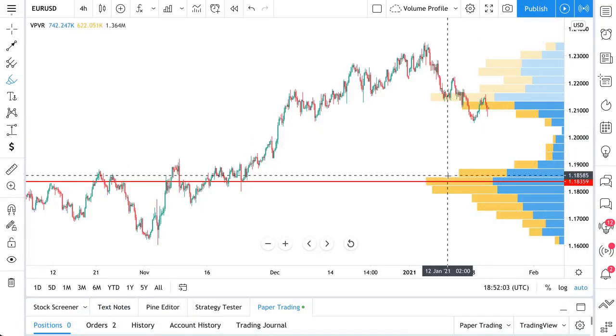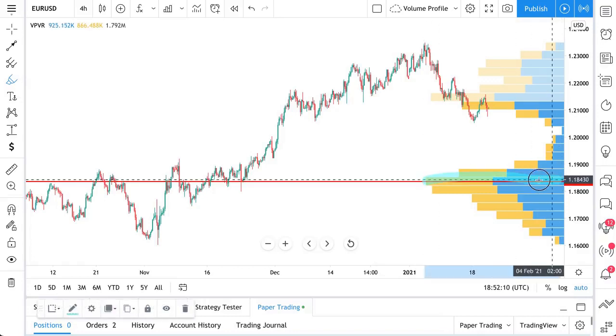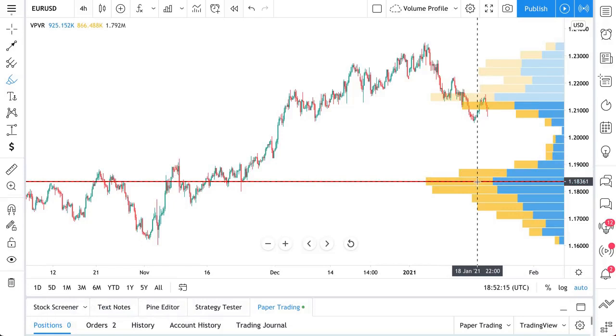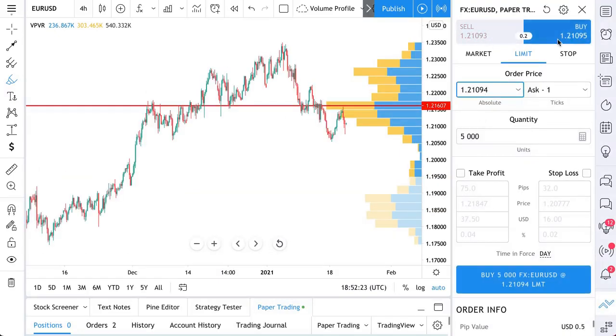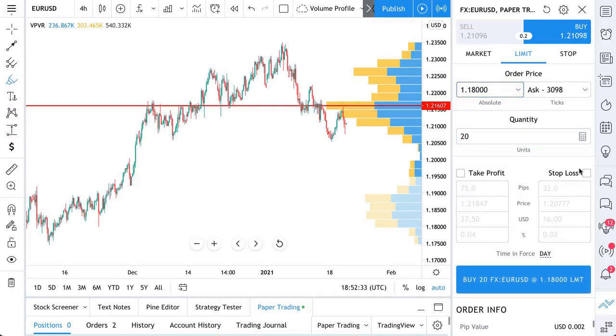So why don't we have some patience and let's just say to ourselves, we are willing to be patient, and we are willing to wait for these high volume nodes. So this is 1.18 and this is 1.186. Let's open up our order panel. We will go to a buy limit order, and let's do 1.18. And of course that's quite a bit, so let's just keep this small, just do 20, and we'll set a stop loss at a price of, let's say, 1.15.